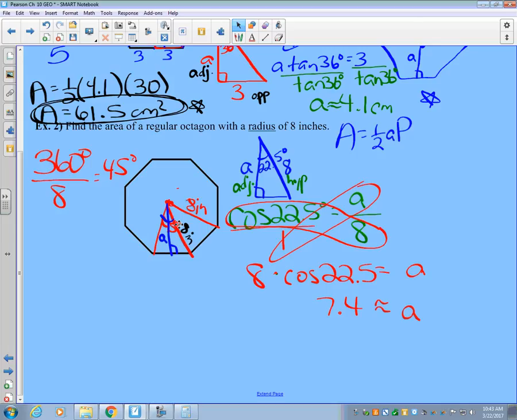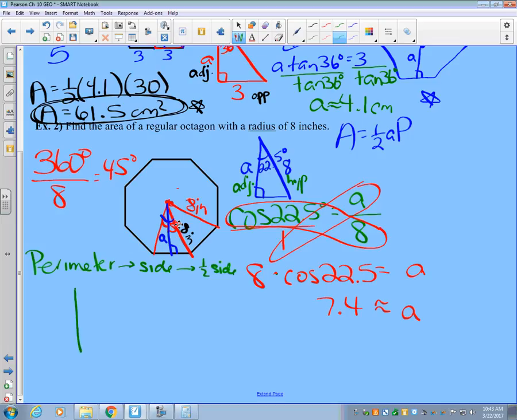So I'm going to redraw this triangle. So right now we're going for perimeter. To get to the perimeter, we got to find the side. To get to the side, we're going to find half the side first. So once we find half the side, we'll double it to find the side, and then we'll multiply it by 8 to find the perimeter. So it's going to be a 3-step. So let me redraw this little triangle.